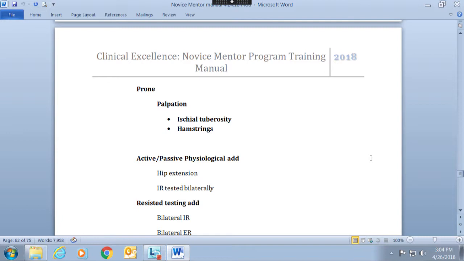The ischial tuberosity is key to find. Get them in that position. You want to be able to try to palpate the hamstrings. So the key to this is have somebody flex their knee about 30 to 40 degrees, resist hip flexion, go to the ischial tuberosity, and follow it.